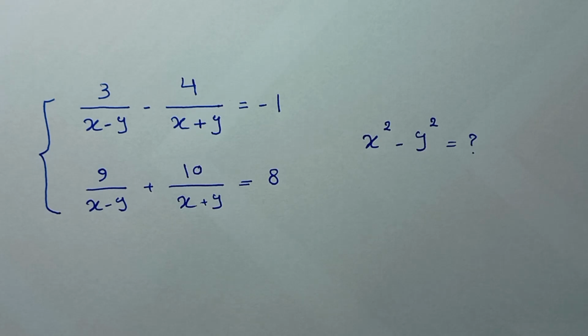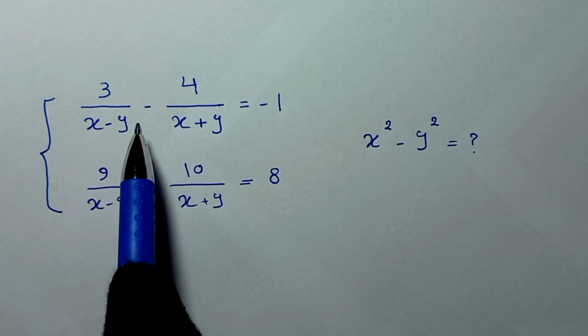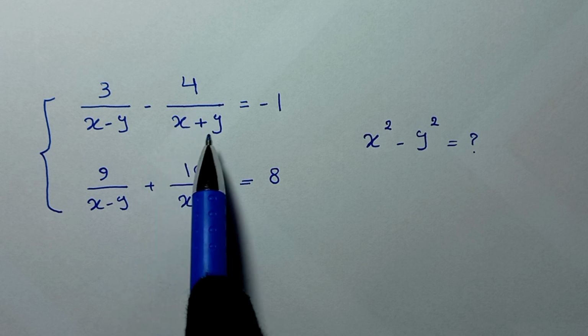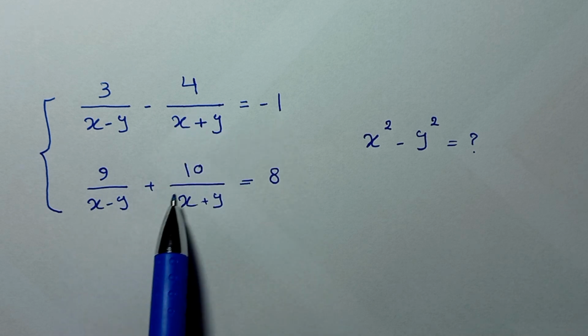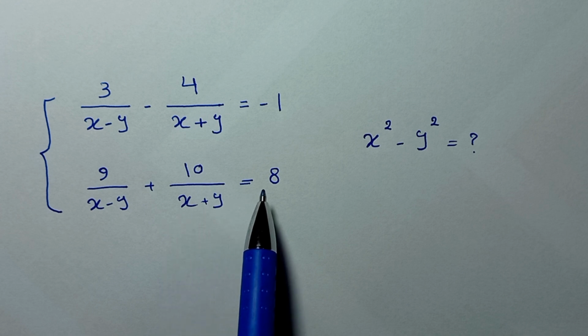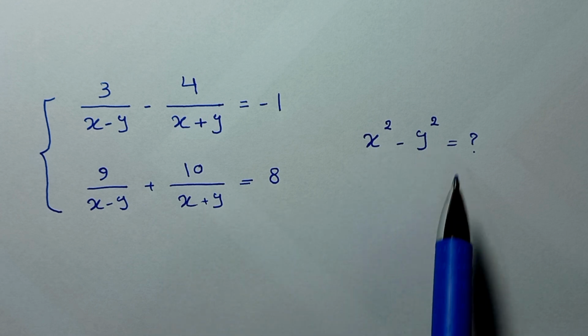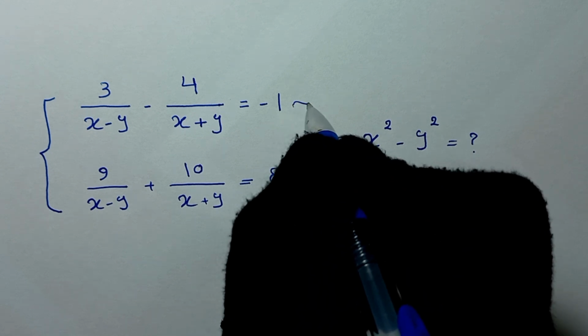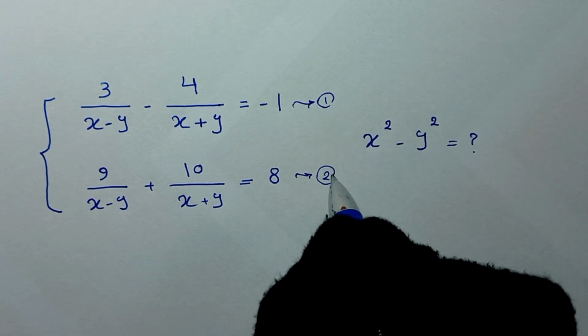Hello my friends, you're welcome to solve this math problem, which is 3 over x minus y minus 4 over x plus y is equal to negative 1 and 9 over x minus y plus 10 over x plus y is equal to 8, to find the value of x squared minus y squared. In here, we start by letting this as equation 1 and this as equation 2.